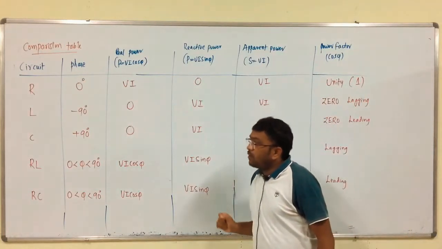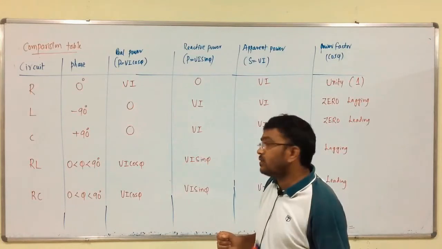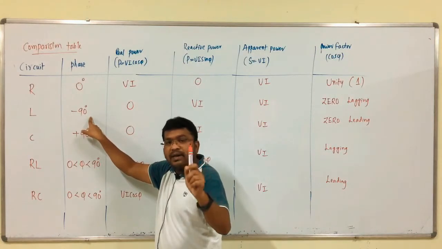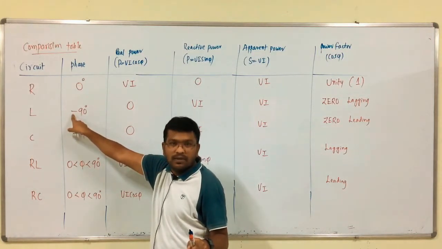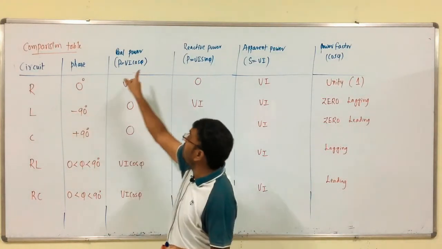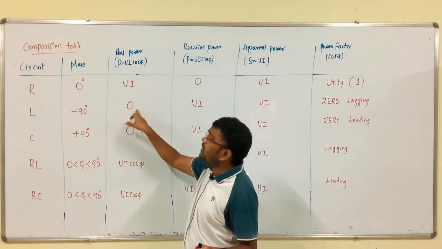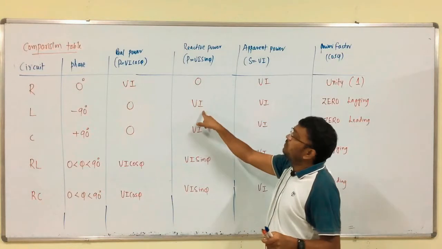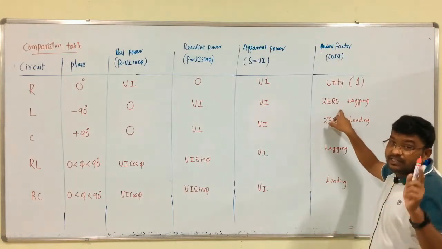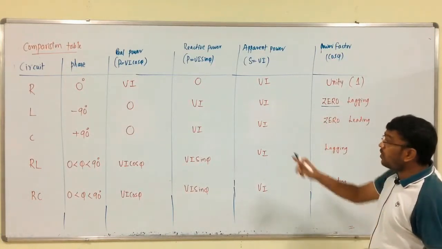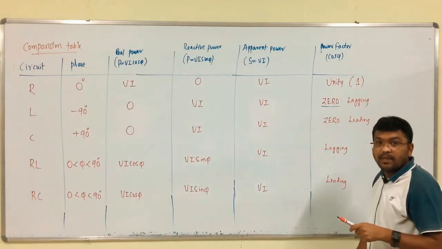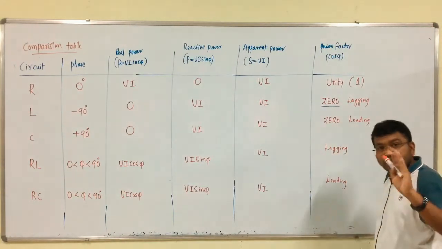Next, if the circuit is a pure inductive circuit, that is pure L, current lags voltage by exactly 90 degrees. That is why we represent it as minus phi, that is minus 90. Then the real power is V I cos 90, which is 0. Reactive power is simply V I. The power factor is cos 90, which is 0, and the nature is lagging. Since it is a pure inductive circuit, the power factor is 0 lagging.